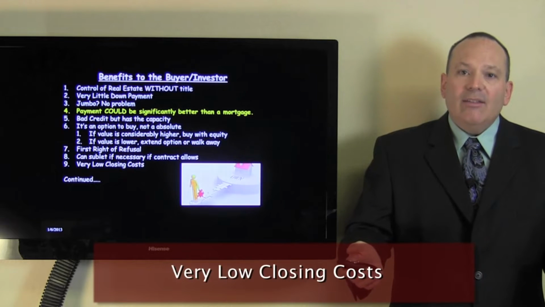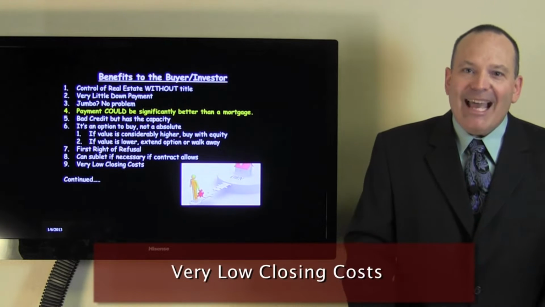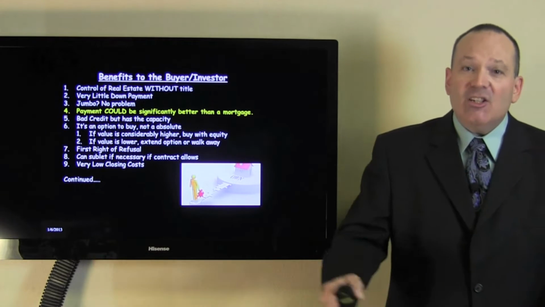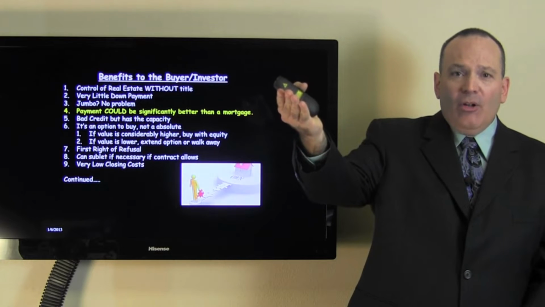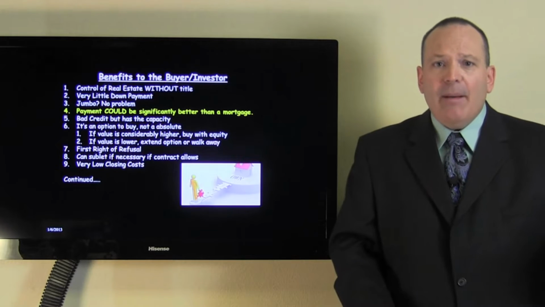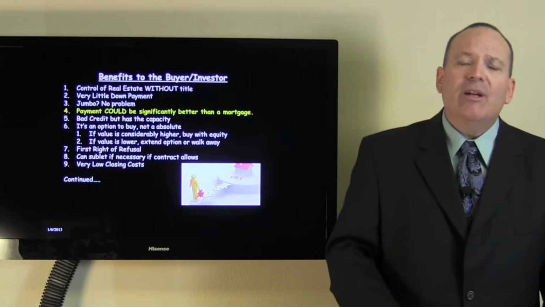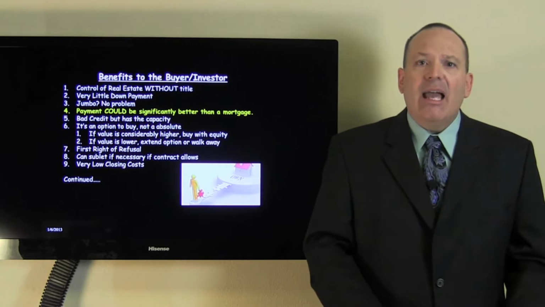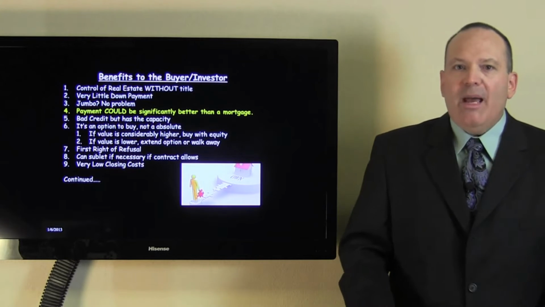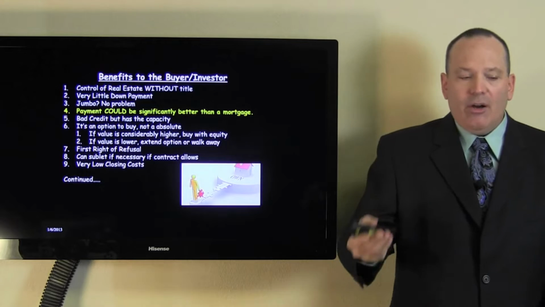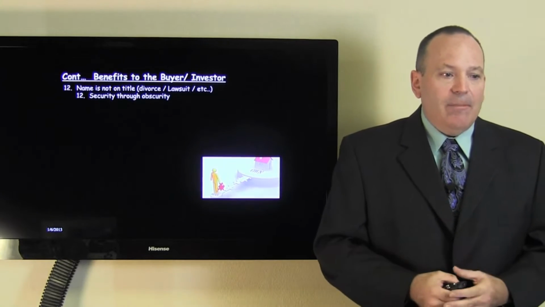Very low closing costs. As a matter of fact, what's the biggest closing cost associated with a typical lender mortgage transaction today? It's the loan. Whether it's being paid through the interest rate being raised in a no-closing-cost loan, or it's being paid up front by the buyer or the seller. Typically, the majority of the closing costs associated with a real estate transaction today is the underlying mortgage financing, which is a real big reason why mortgage banks don't necessarily want you to know what I'm sharing with you today.